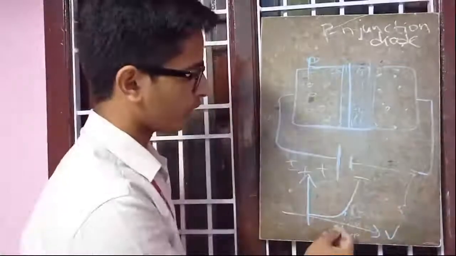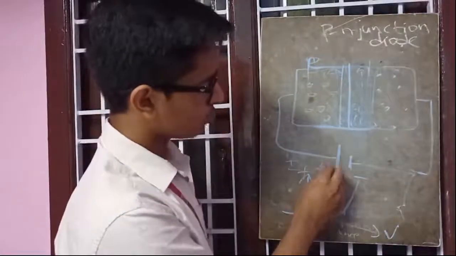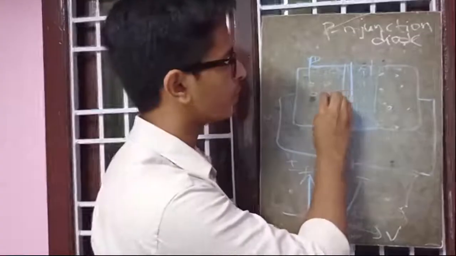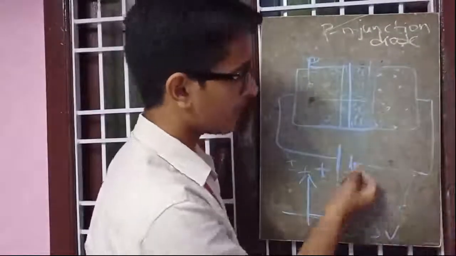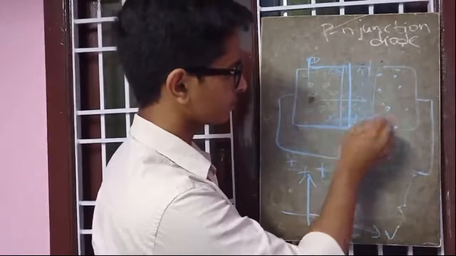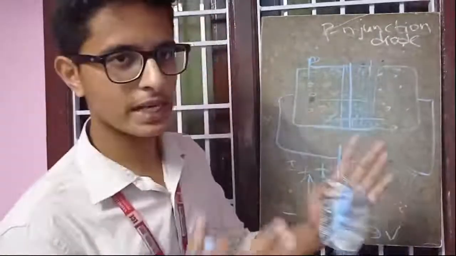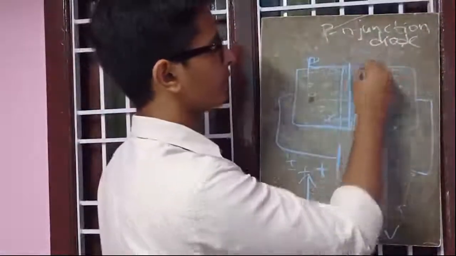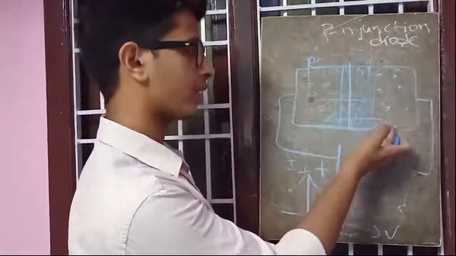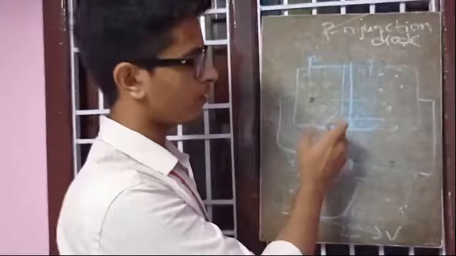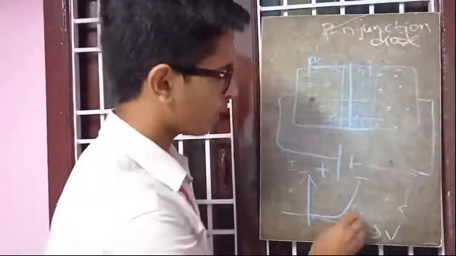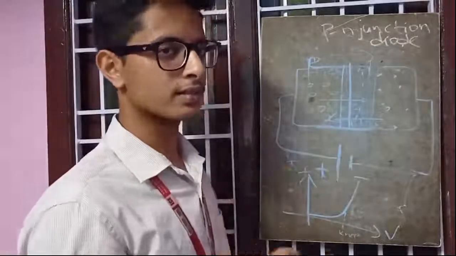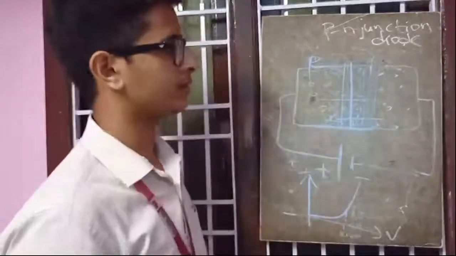After that point, the positive terminal of the battery will repel the holes, and the holes freely move from p-type to n-type, and similarly electrons move from n-type to p-type. That means majority carriers are crossing the barrier, and the current will be from p to n as a whole, because holes move from p to n and electrons from n to p, and the conventional current will be from p to n. So in forward bias, the current is mainly due to the majority carriers. This is the main point you should note in forward bias.